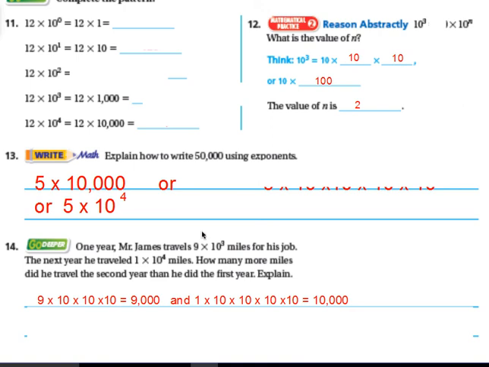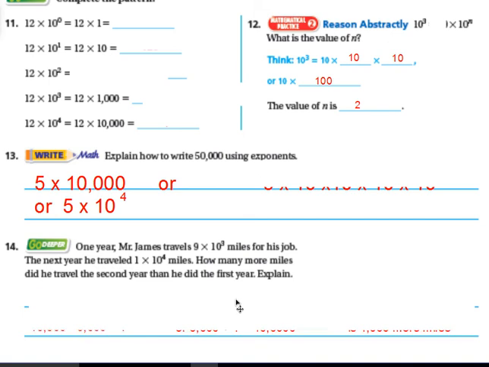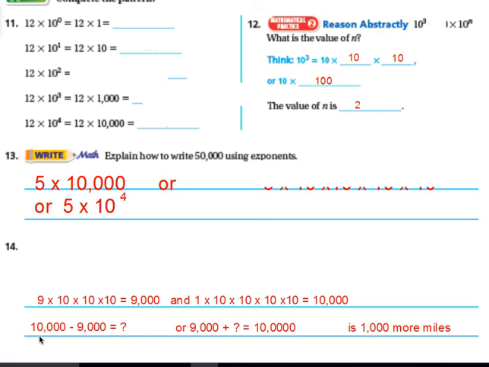So now that I know what these two equal, I just have to find how many more miles he traveled the second year than the first year. So now that you have your data written down, explain how you would get that answer. Do it on your paper, please. Stop. I did 10,000 minus 9,000 because he went 10,000 miles the second year and only 9,000 the first year. Or some of you might do 9,000 plus what equals 10,000. And I figure out it is 1,000 more miles.